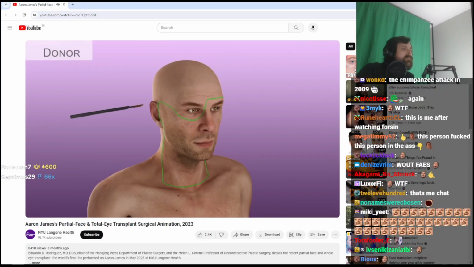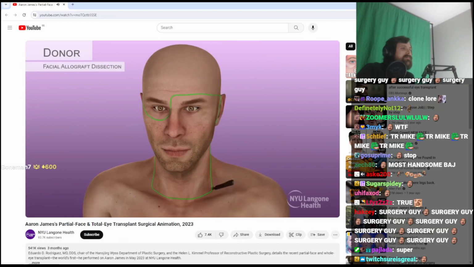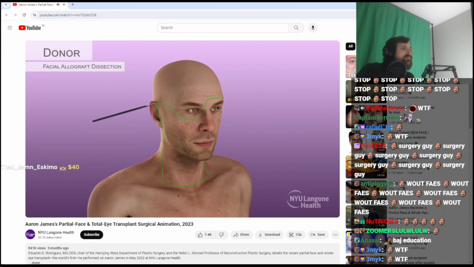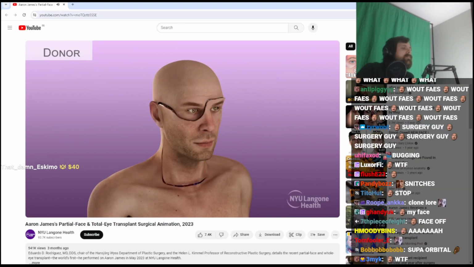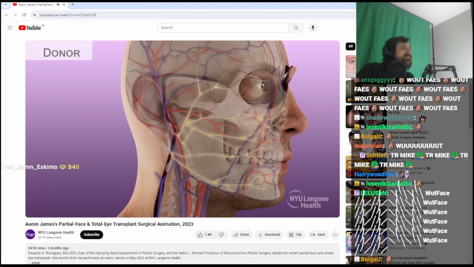The donor facial incision extended along the lateral neck, proceeding to include supraorbital tissue above the left eye and infraorbital tissue below the right. Soft tissue dissection proceeded to identify major blood vessels and nerves of the face.